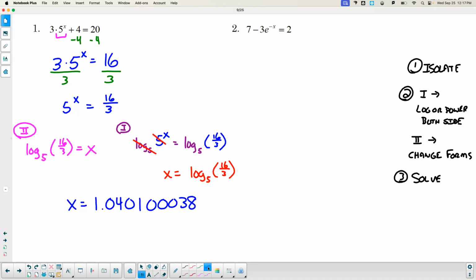So 1.040. We typically round here in logs. We typically round to 3 decimal points when we get into the answers. We'll typically round to 3 decimal points. Okay? What should we do now, though, at the very end?